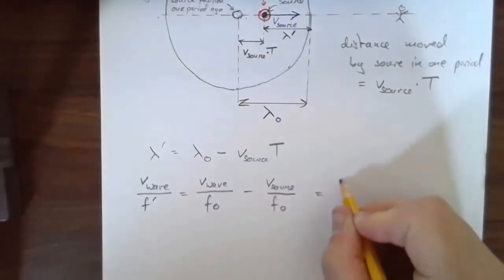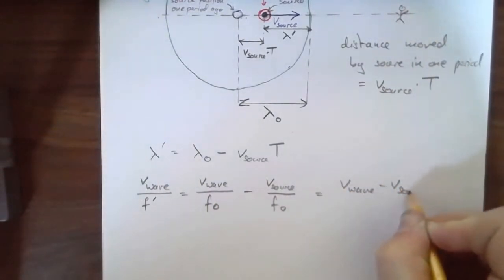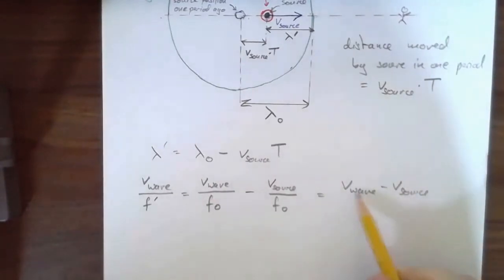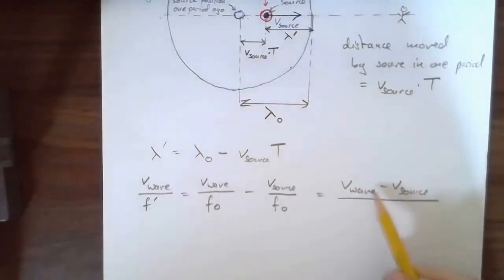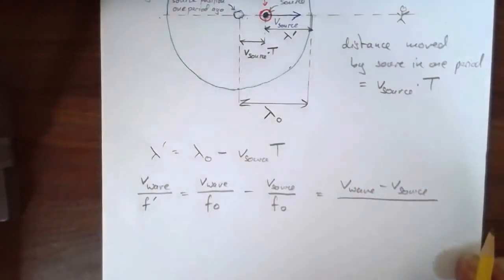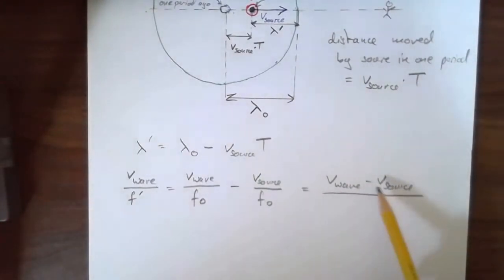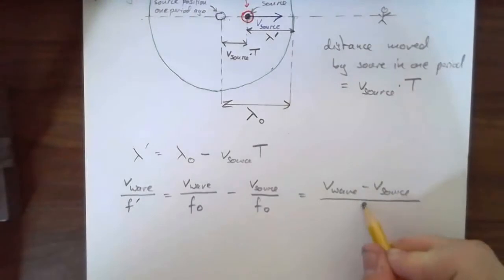And just do it right here. This is just a difference between the speeds. The wave speed tends to be bigger than the source speed. We're assuming this is the case, that this is bigger than this, right? Otherwise, we'd have broken the sound barrier, or light barrier, I suppose. Not that it's physical.